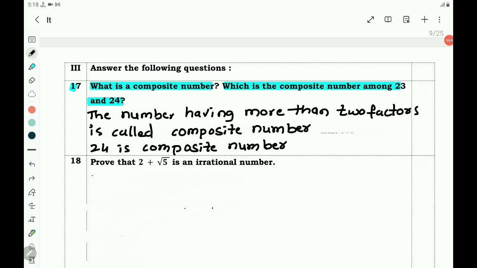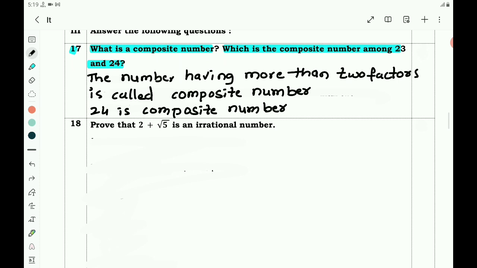23 is equal to 1 into 23. It is having only 2 factors. But 24 is equal to 2 12s, 2 6s, 2 3s, 3 8s... it is having more than 2 factors. How many factors is it having? It is having 4 factors. You can express 24 as a product of 2, 2, 2 and 3. Here 24 is a composite number as it is having more than 2 factors.